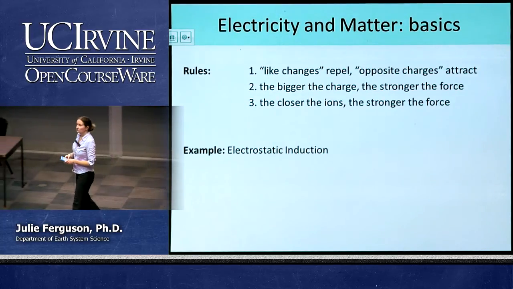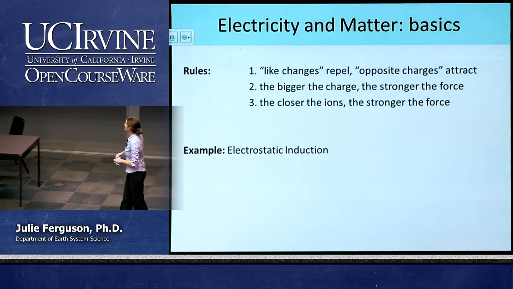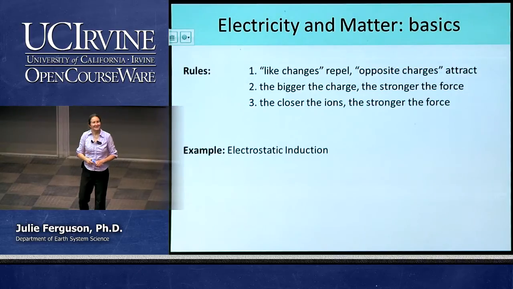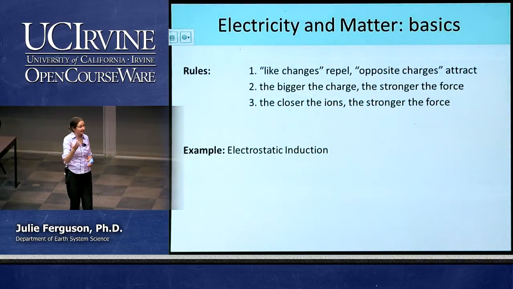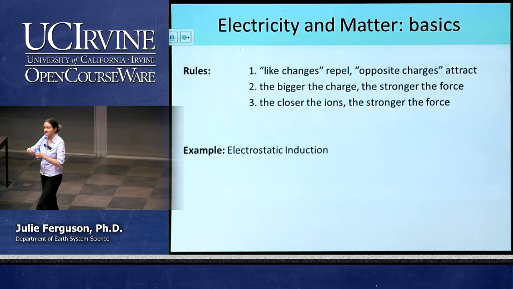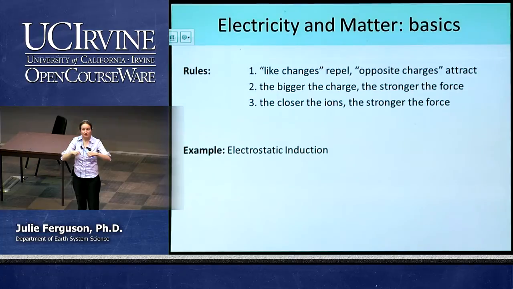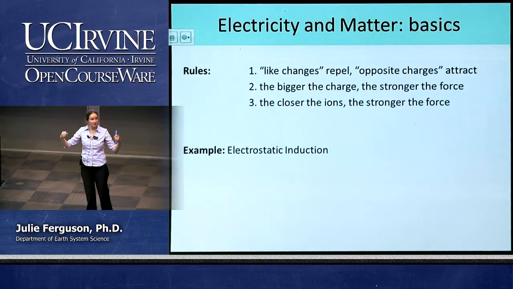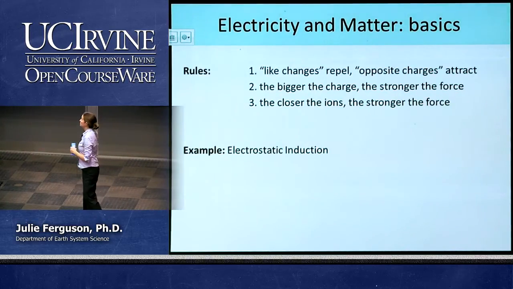And we have certain rules that govern how charged things behave. So that should say charges rather than changes: like charges repel, opposite charges attract. So just like when you played with magnets when you were a kid, you have two north poles, you can't get them to stick together. You need a north pole and a south pole to stick together. It's the same thing for positive and negative charges. Two positive charges won't stick together, but a positive and a negative charge will.